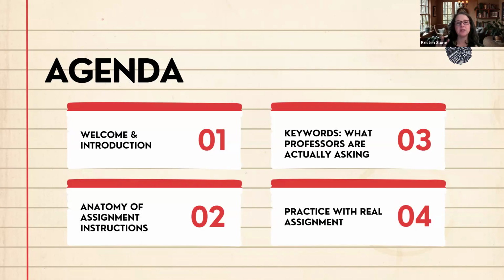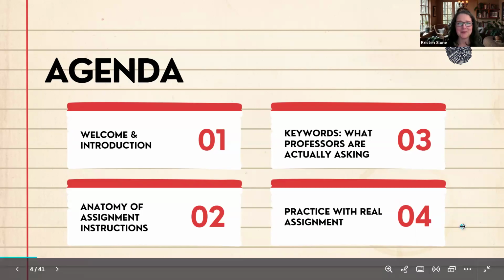And then we'll look at some keywords. This is the part of the workshop where we determine and break down what professors are actually asking you to do in what can sometimes seem like big, long assignment instructions. And then we'll finish tonight with a couple of quick practices with some real assignments. Some of the practice will be with fictional, hypothetical assignments, but we will take a good long look at an assignment from FAS 100. So if there's anybody in here who's taking FAS, you'll see this assignment later in the course. Okay.